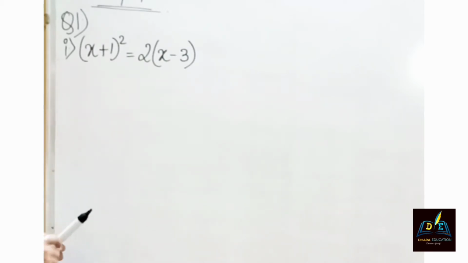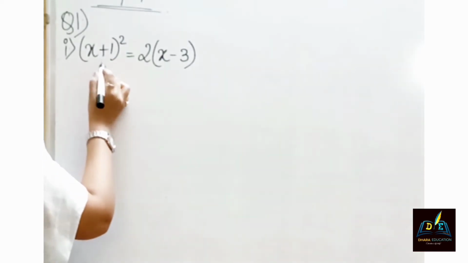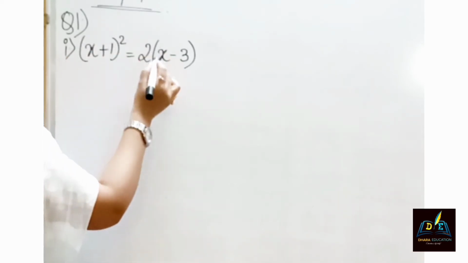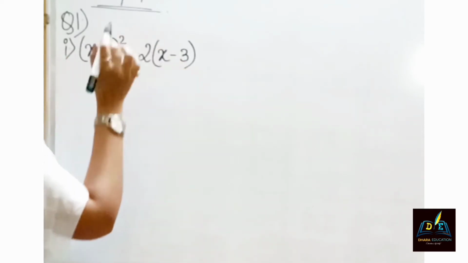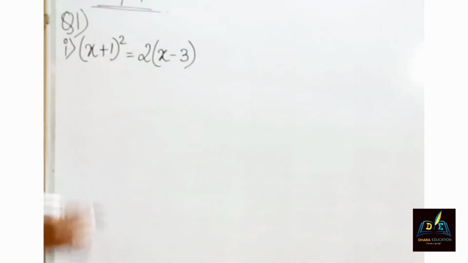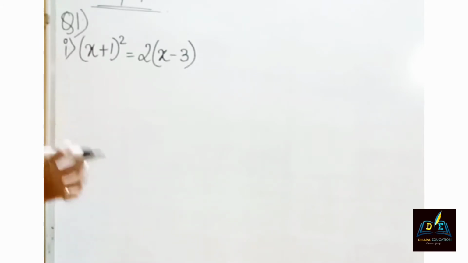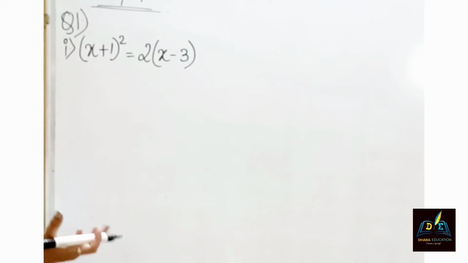So let's start. This is 4.1, question number 1, sub question 1, that is (x plus 1) the whole square is equal to 2 bracket open x minus 3 bracket close. The question is, after solving, you need to check whether it is a quadratic equation or not.